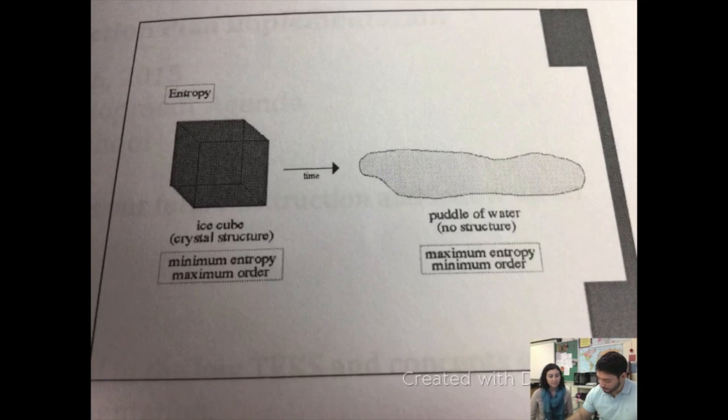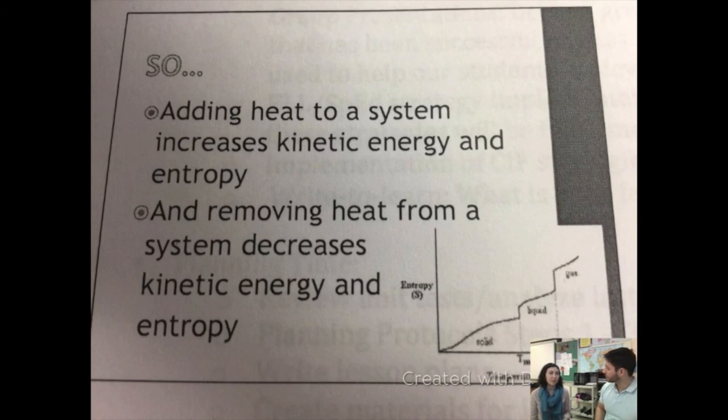Okay. So we have entropy happening to the ice cube. The ice cube, which is a crystal structure with minimal entropy and maximum order. Well, over time, it's going to melt. It's going to melt into a puddle of water where there's actually no structure, and that's going to be maximum entropy and minimal order. Just like you said, chaos. If there's no set structure for it to be a part of. Yeah, molecules want to move around more than they already are.